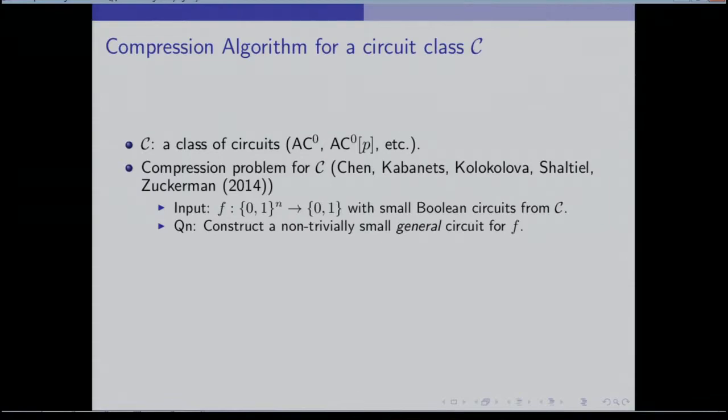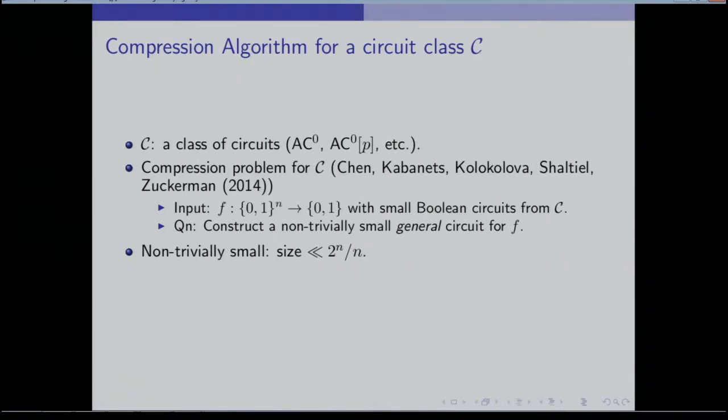So what does non-trivially small mean? Here, non-trivially small means something better than what you expect for a random function. It's known that most functions don't have any Boolean circuit of size less than roughly 2 to the n by n. If you can do significantly better, say 2 to the n by something that's super polynomial in n, then you really can distinguish such functions from random functions. And so that's a non-trivially small circuit.